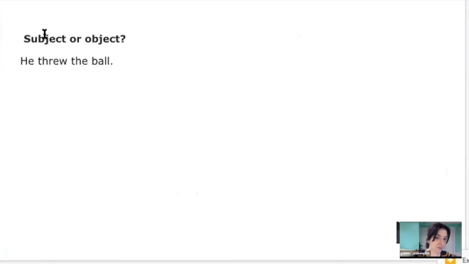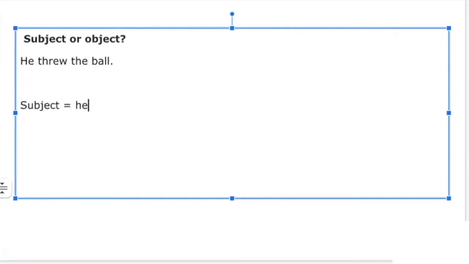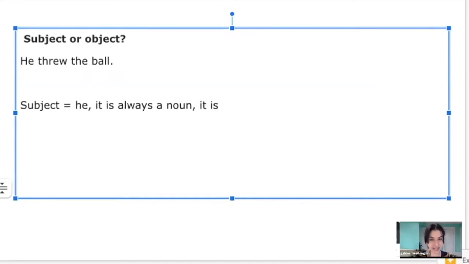So let's start with what a subject is and what an object is. If I take the sentence here, he threw the ball. What is the subject of this sentence? He. Good. The subject is he. And how do you know that? The subject is always the noun before the verb. It is always a noun, a name for something. It is before the verb because it is the thing that does the verb. It is the thing that is doing the action in the sentence.